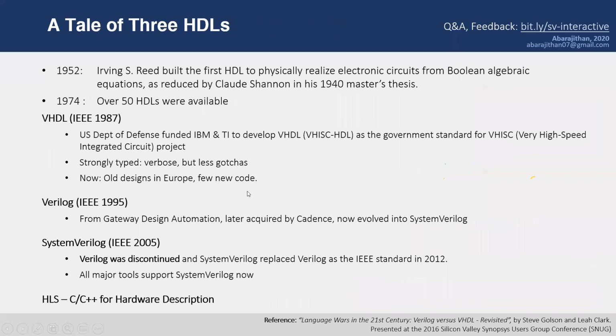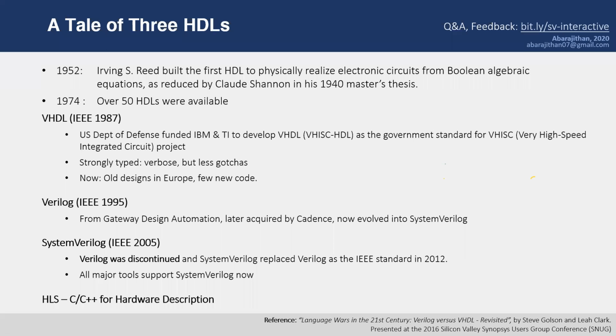So I think now you have some understanding of what HDLs and digital circuits are, and why we use them. Here is a quick overview for people coming from VHDL and Verilog backgrounds. This is a tale of three HDLs. The first HDL was made in 1952, and by 1974 there were over 50 HDLs available, 50 different languages to describe digital circuits.